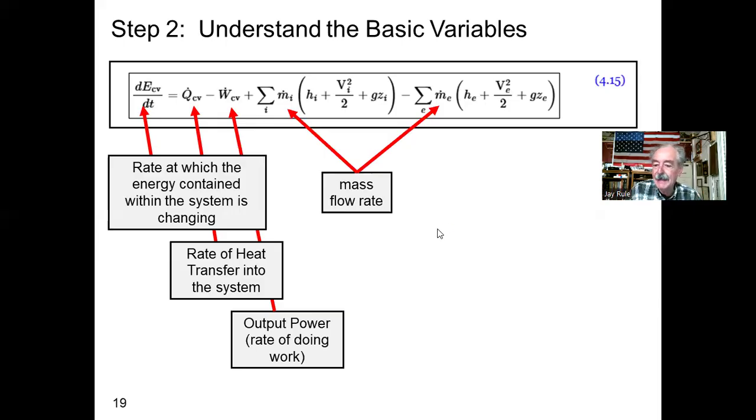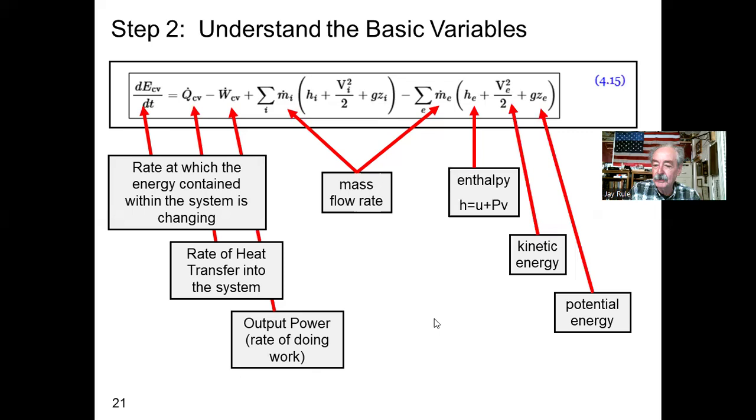M dots, these are mass flow rates. H, this is the property enthalpy, the specific, intensive property enthalpy, in BTUs per pound or kilojoules per kilogram. And then finally, a kinetic energy term and a potential energy term. You're starting to see that similarity that you're already familiar with. Understand the terms.